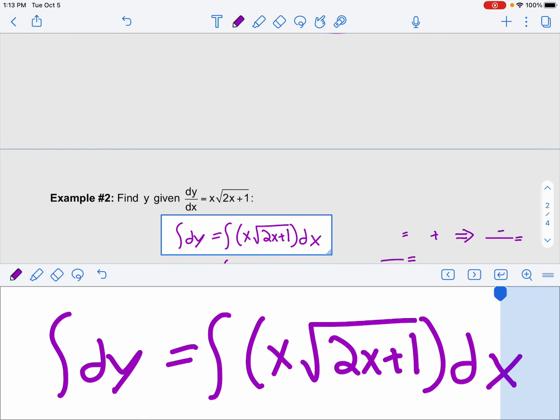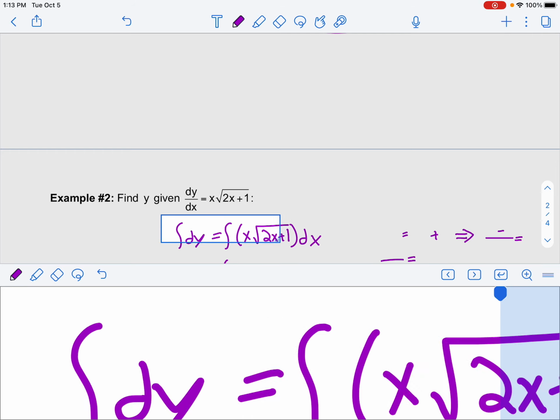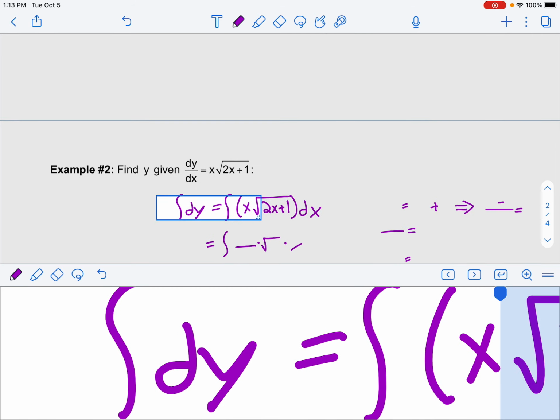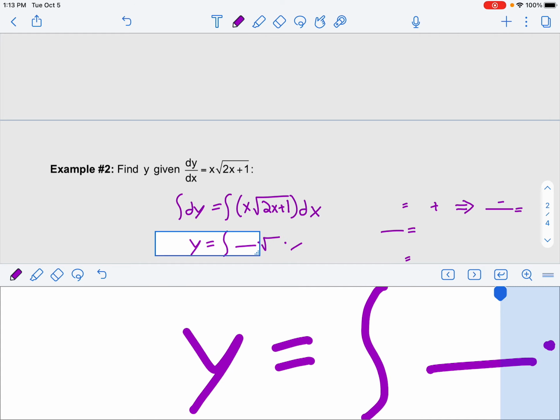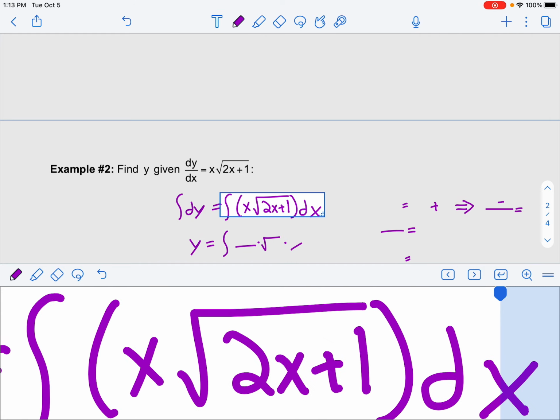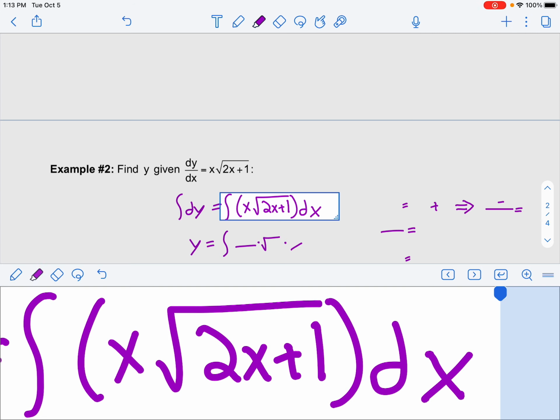So I've separated, and now I'm going to integrate. On the left-hand side, what's the integral of dy? Or think of it as 1 times dy, and you get just y. And now, on the right-hand side, this is going to be another u-substitution question.